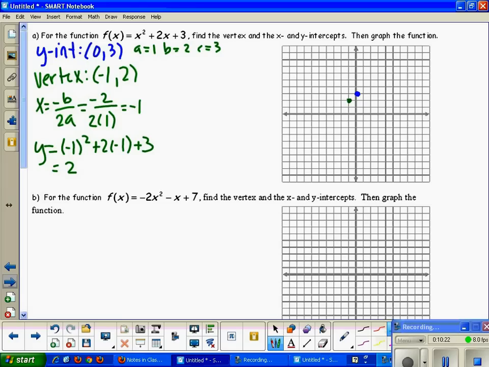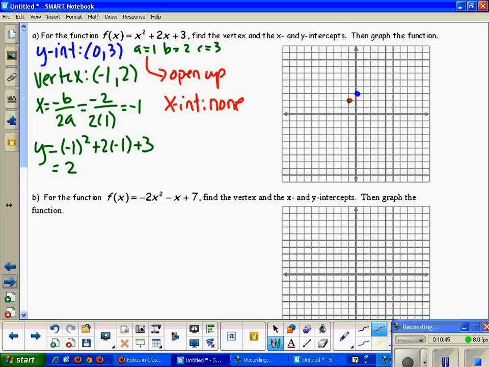And then I have to find my x-intercepts. But if I look at this graph, if I look at my a value, I notice that it's positive. So my graph is going to open up. If my vertex is right here and my graph opens up, then will it ever cross my x-axis? No. So I already know, without even solving, that I'm not going to have any x-intercepts.